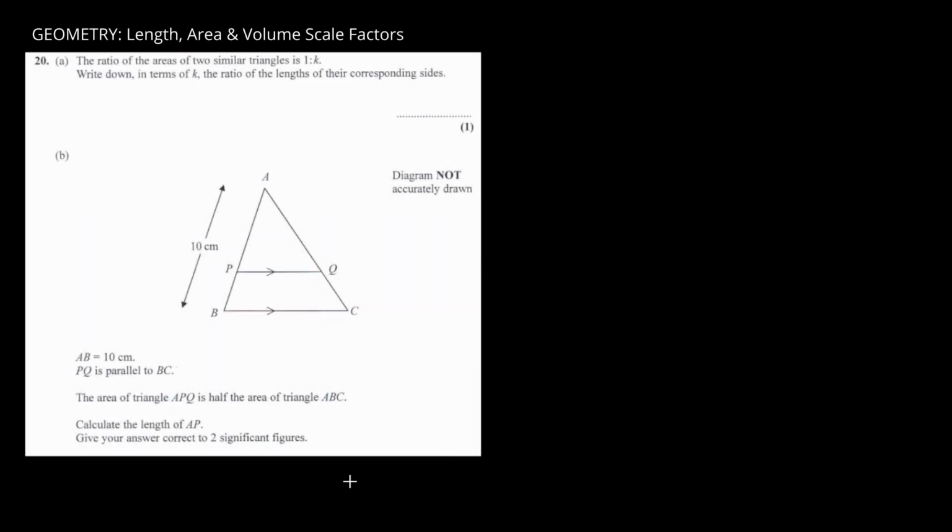Let's have a look at this example of a question regarding scale factors. Part A says the ratio of the areas of two similar triangles is 1 to k. Write down in terms of k the ratio of the lengths of the corresponding sides.